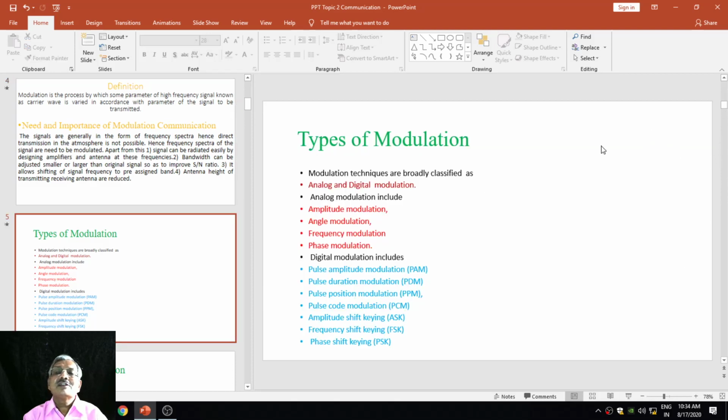Students, we will proceed further to understand the types of modulation. Friends, different types of modulation techniques are used in the transmitter, depending upon the type of signal to be transmitted, the type of frequency to be transmitted, and the type of carrier frequency being used. There will be different types of modulations.